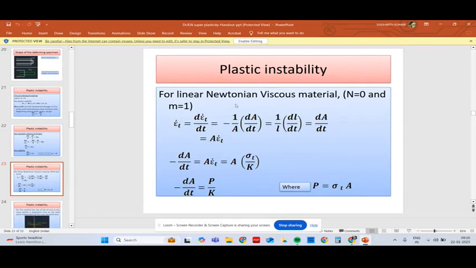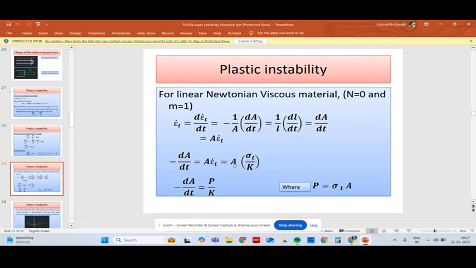For Newtonian viscous flow, n equal to 0, strain hardening exponent is 0, strain rate sensitivity m equal to 1. Epsilon dot is given by d epsilon by dt. This is equal to minus 1 over A into dA by dt. This is equal to 1 over L into dL by dt. This can be written as minus dA by dt equal to A into epsilon dot.